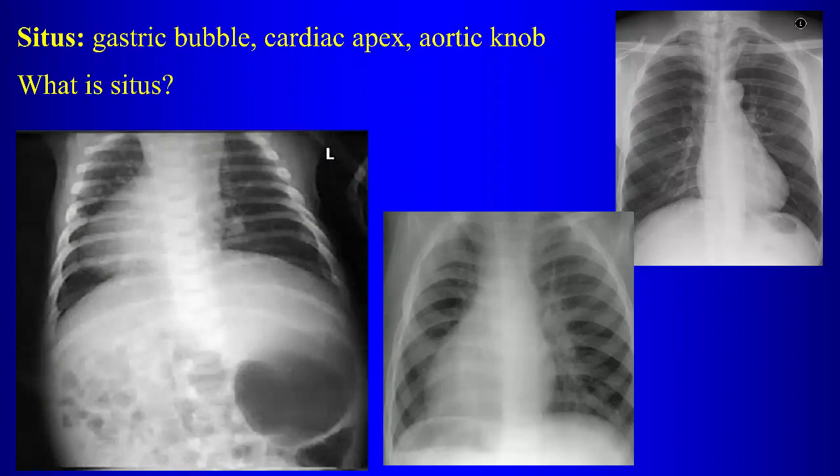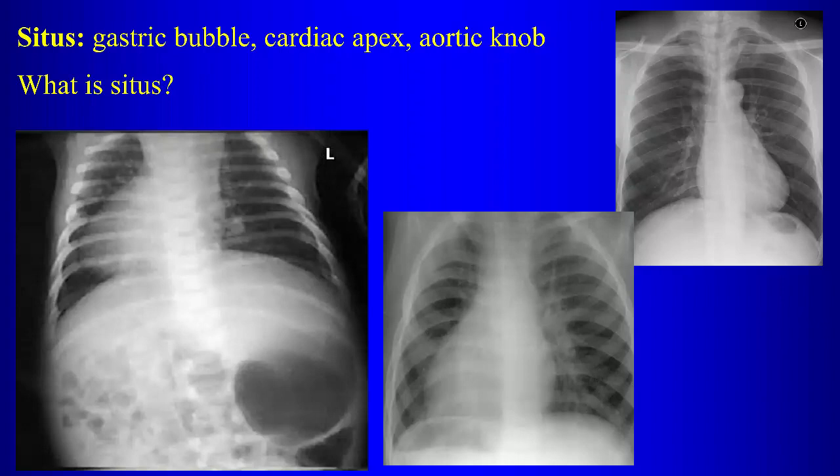But when we use the word situs, what does that mean? What does that term refer to? So situs is the configuration of organs within the body, right? There's a certain configuration of organs within the chest associated with a configuration of organs within the abdomen. So there are three types of situs that we like to talk about when we're talking about congenital heart disease.